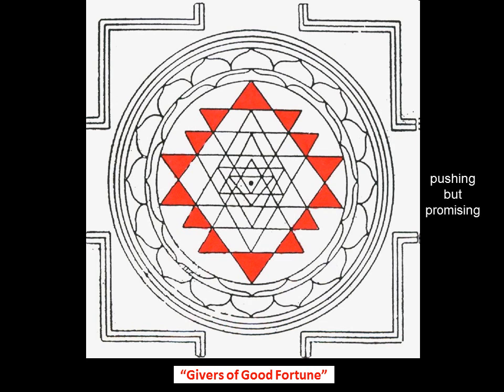14 pushing but promising triangles, they ask us symbolically to do a kind of spiritual, alchemical work. Pushing but promising, they will mix us up only to smooth us out and heal us. So up till now, all these lines and angles are delicate but sharp.